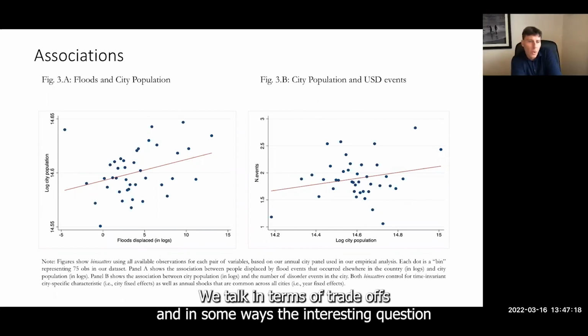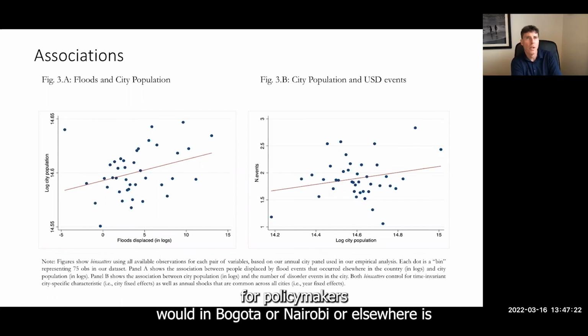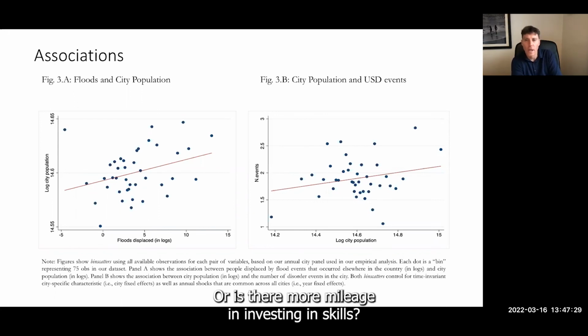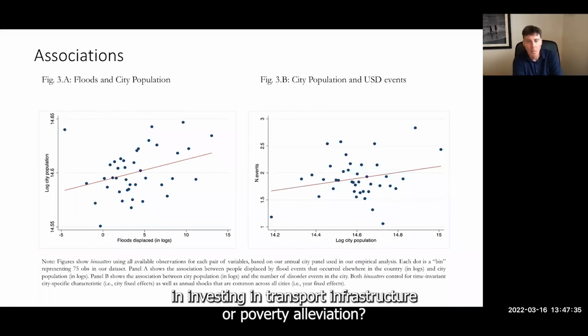Very helpful. We talk in terms of trade-offs, and in some ways the interesting question for policymakers in Bogota or Nairobi or elsewhere is, are we better to invest in flood defenses, or is there more mileage in investing in skills, or in transport infrastructure or poverty alleviation?